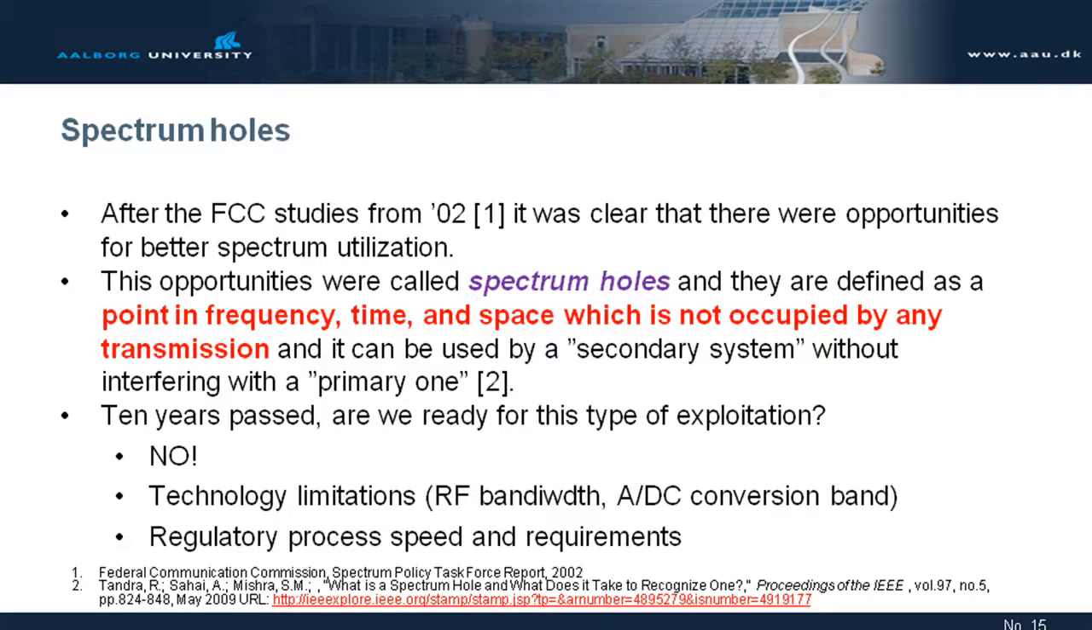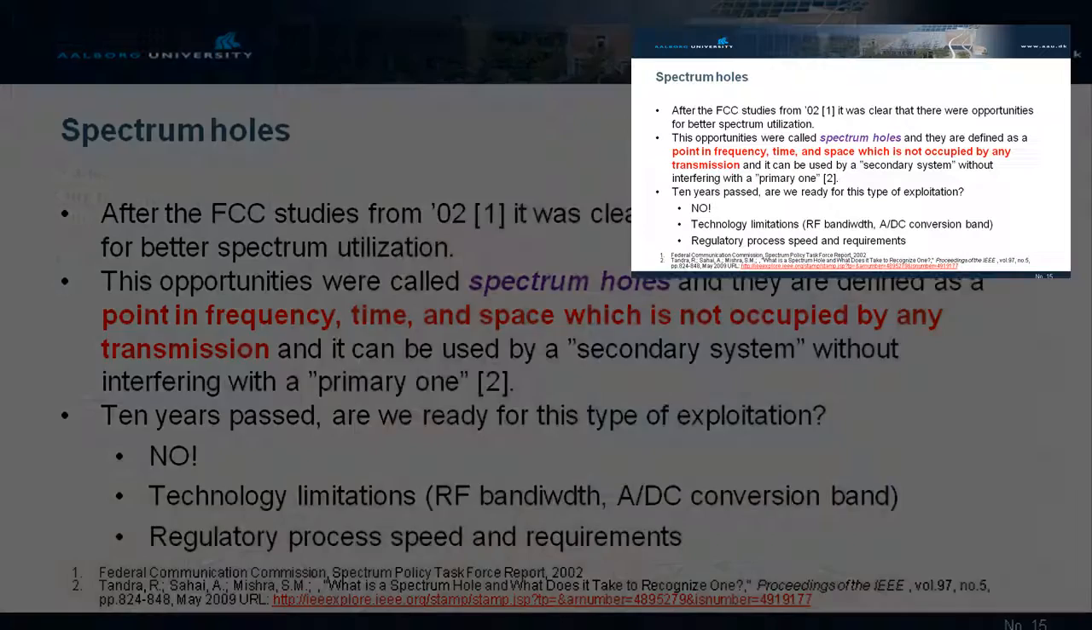And then came also the definition of what is a primary user or primary transmission, meaning someone who has the license, has paid for it, or has received the license from the government and has the full right to use it. And the secondary system exploits this opportunity and needs to do it without interfering with the primary user or system.